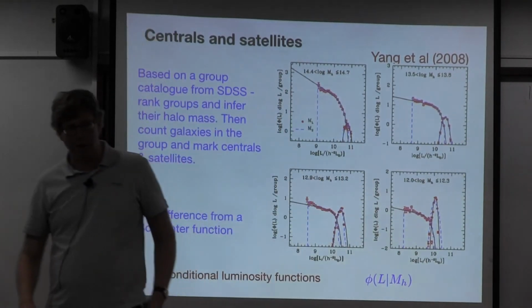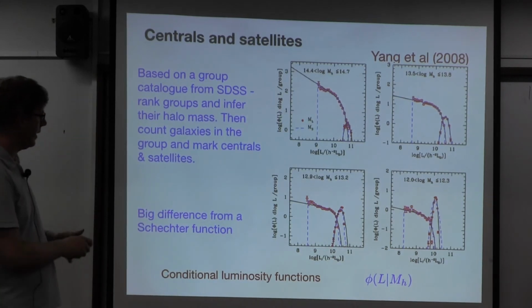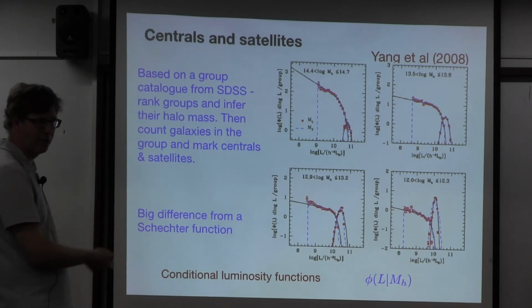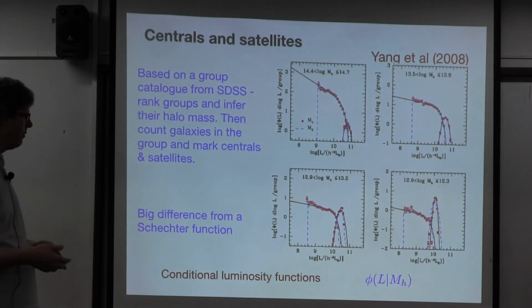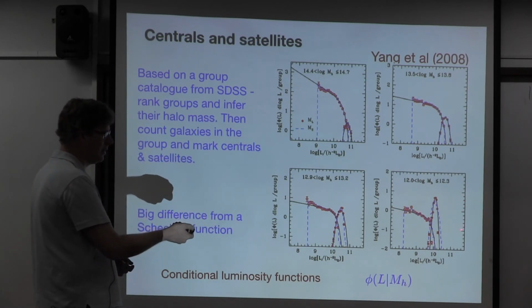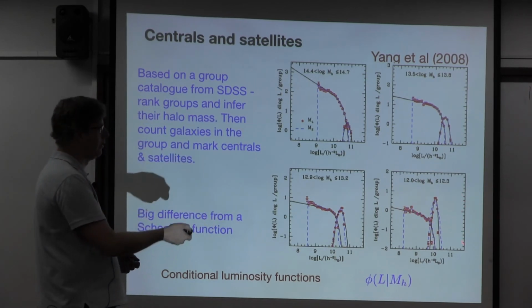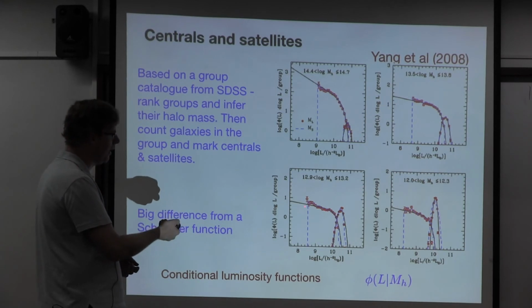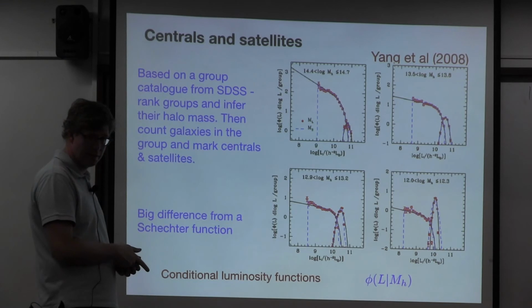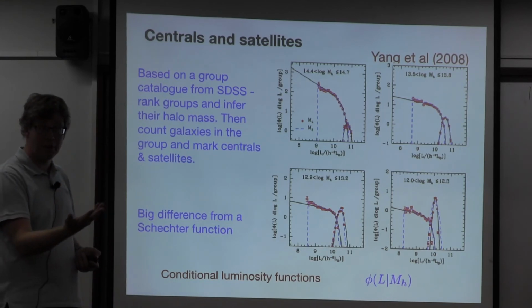And the reason why it's going up and over like that is that this bit here are the central galaxies. And these massive halos have some very big, very bright central galaxies, and these are the satellite galaxies. You go down in halo mass, you go up in halo mass, you'll see that you get more and more of these satellites because more and more galaxies have fallen into these halos.